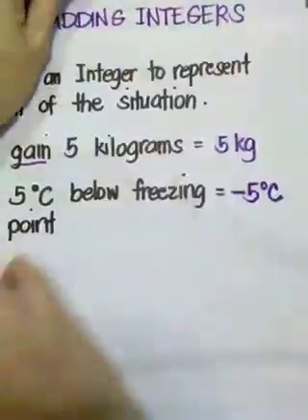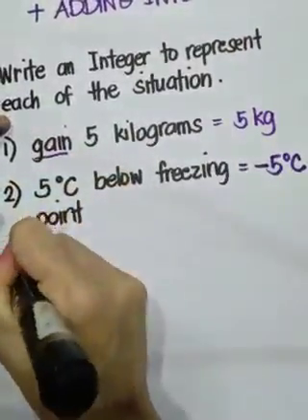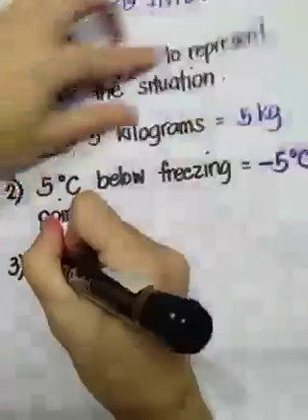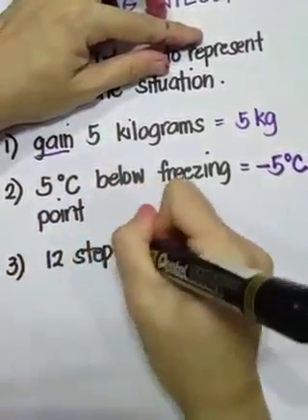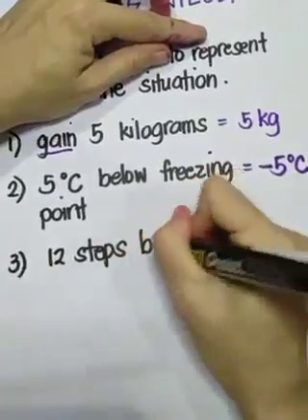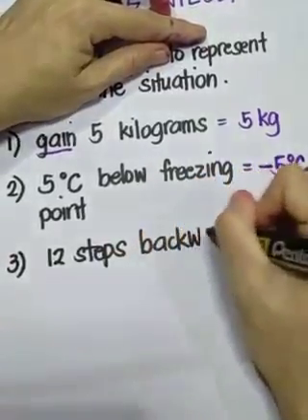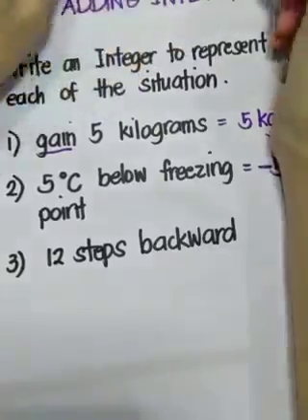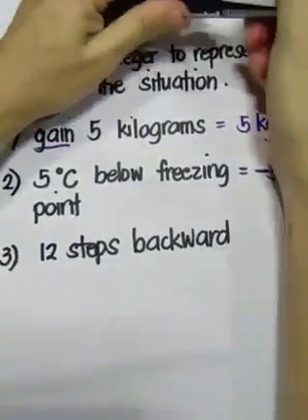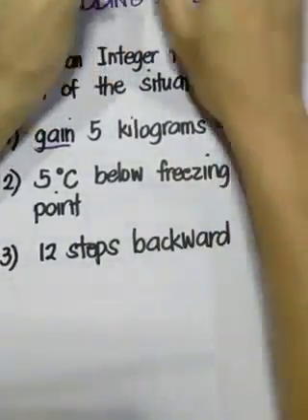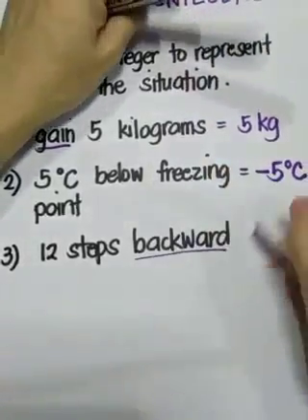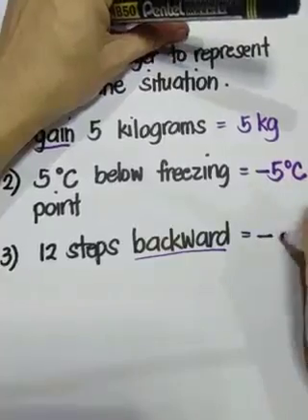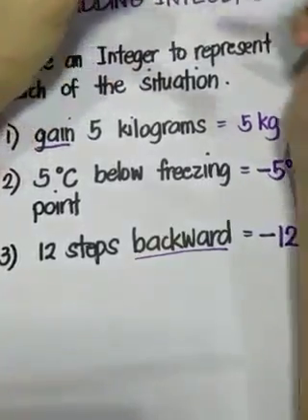Okay, another: move 12 steps backward. So 12 steps backward. Is it a positive or a negative integer? Since it is backward, it is a negative integer. So we'll write negative 12.